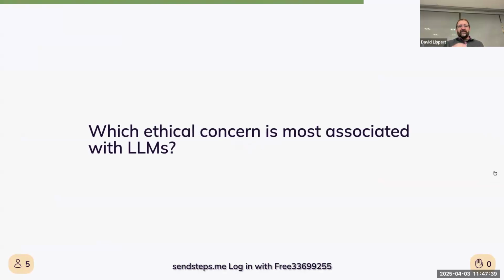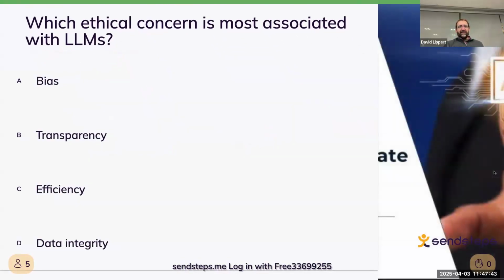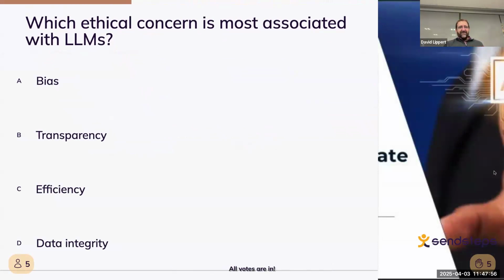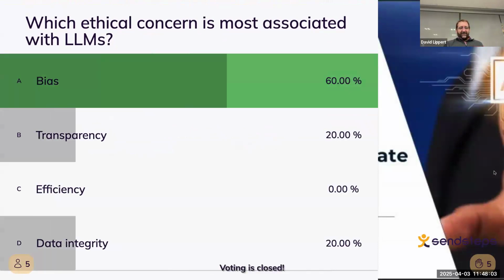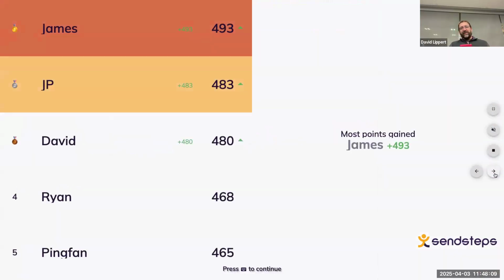Which ethical concern? Again, all of the above. I'm going to go with this one. Is efficiency an ethical concern though? Efficiency is not an ethical concern. Yeah, well, maybe. All right, making sacrifices to make it more efficient, bias. That one we seem to agree more on. And we're getting points. Oh, James is winning.